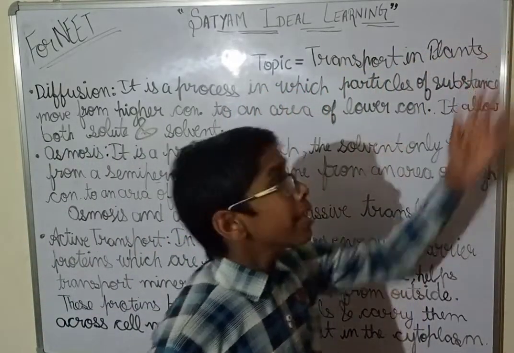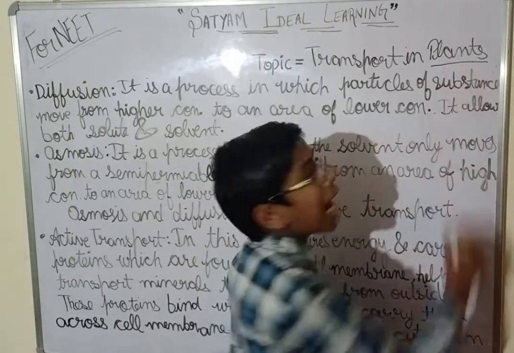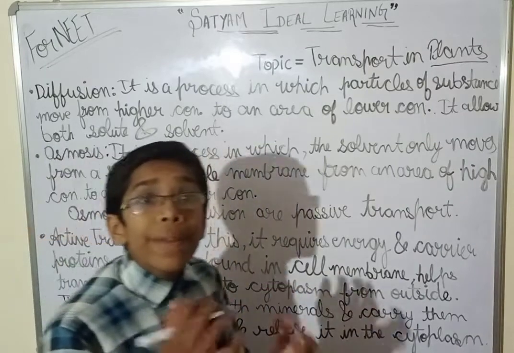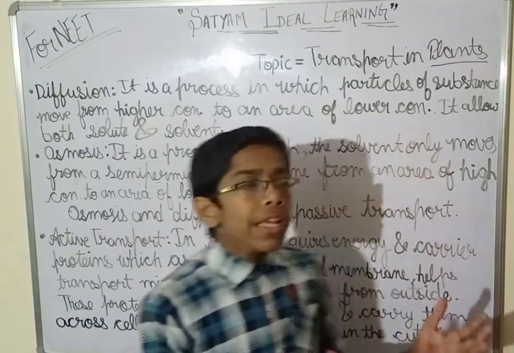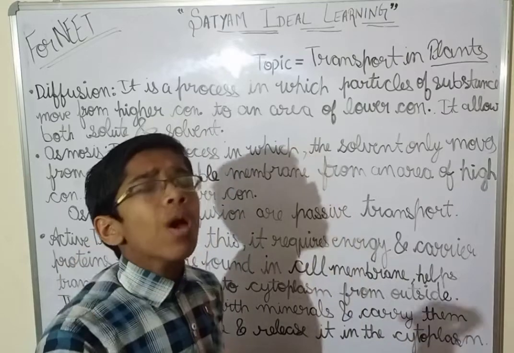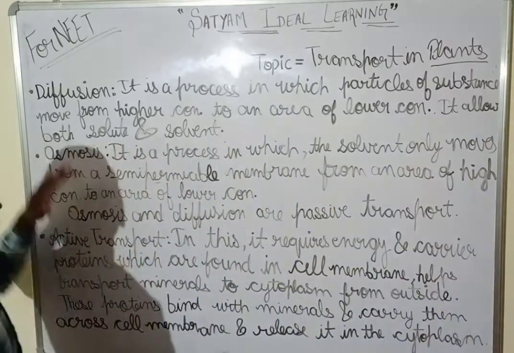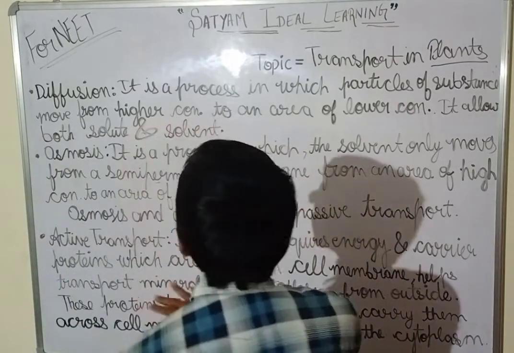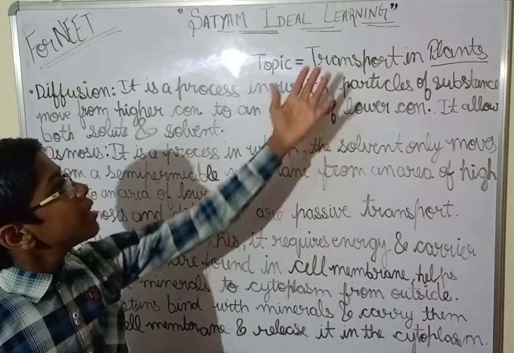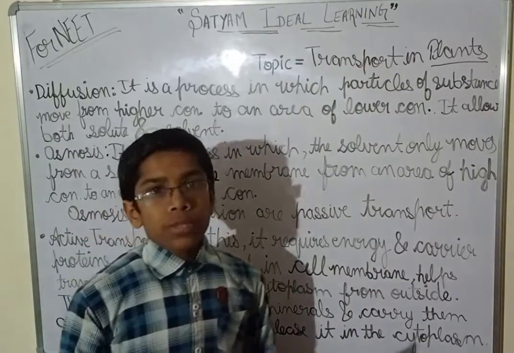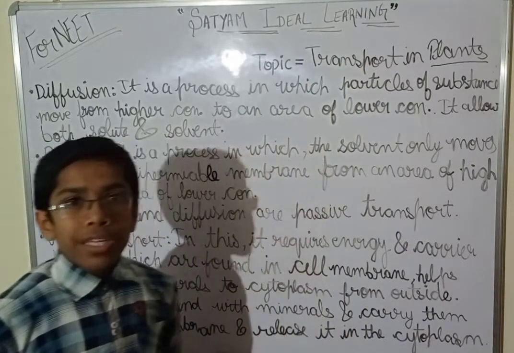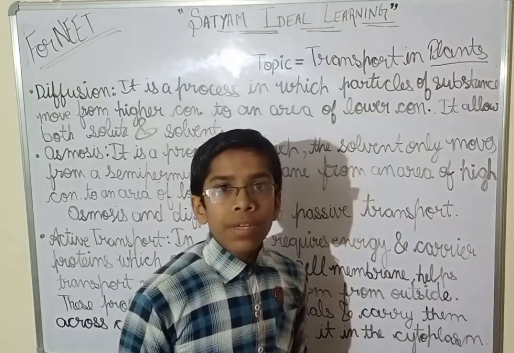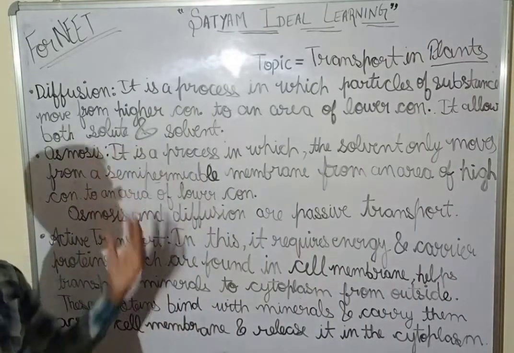Now we are going to study transport in plants. How are they taking in water and minerals? And if you have any kind of doubt about osmosis, diffusion and active transport, these three are the processes through which plants transport in water. So plants take in water and minerals by these three processes.